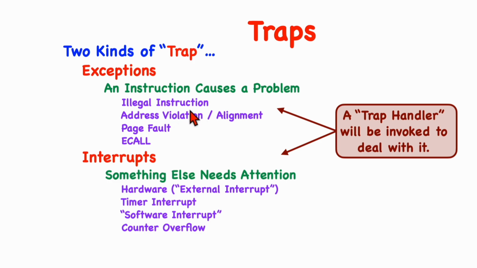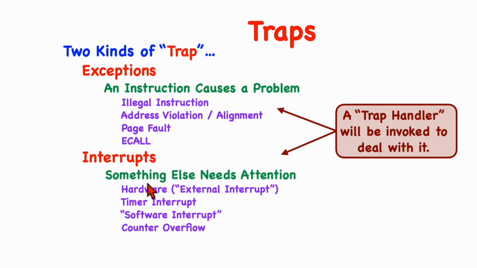If we try to execute something that's not an instruction, we would have an illegal instruction exception. Or we could also have address violations or alignment problems. If virtual memory is in effect, we might have a page fault. And it also might be that the program is doing a system call and executes the ecall instruction. That would invoke a trap handler in the kernel to deal with the system call and then return. On the other hand, if the program is interrupted with an interrupt from a device, for example, we would again invoke a trap handler. Interrupts come from these sources.